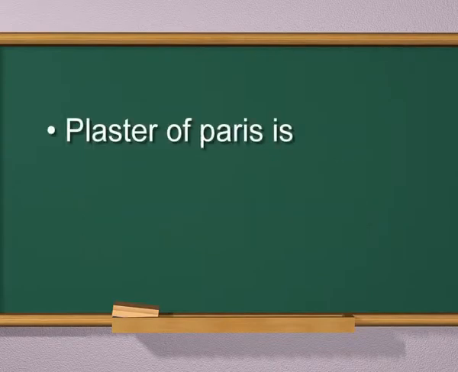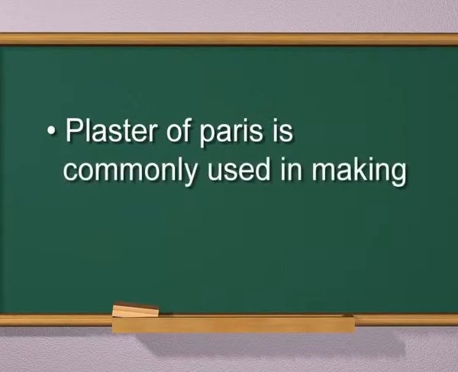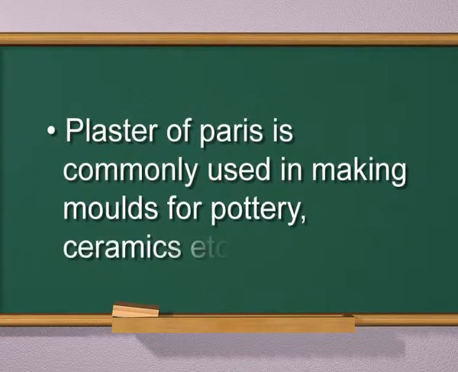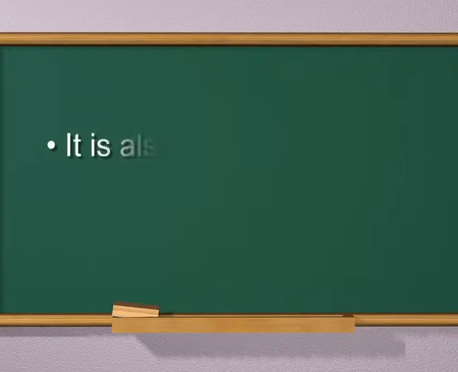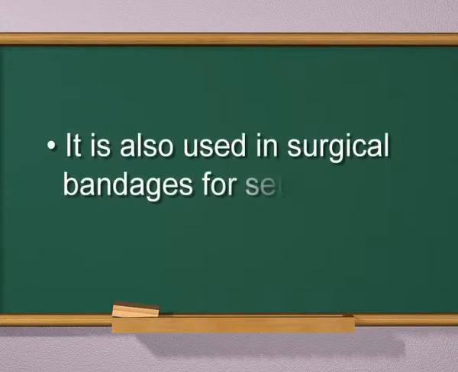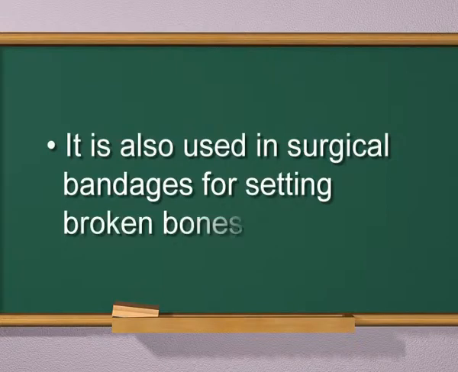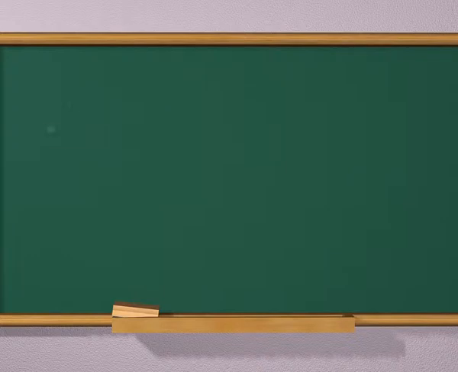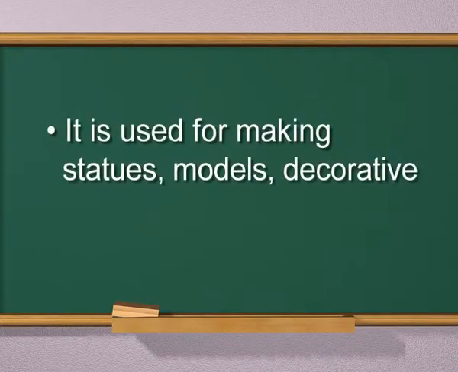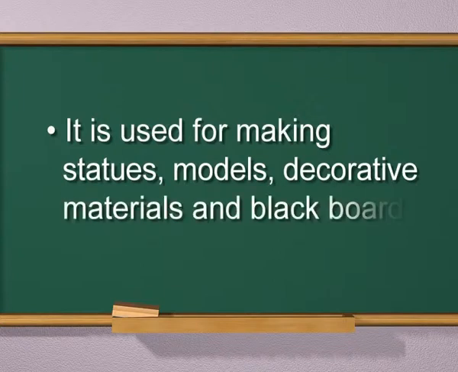Plaster of Paris is commonly used in making molds for pottery, ceramics, etc. It is also used in surgical bandages for setting broken bones of the body. It is used for making statues, models, decorative materials, and blackboard chalks.